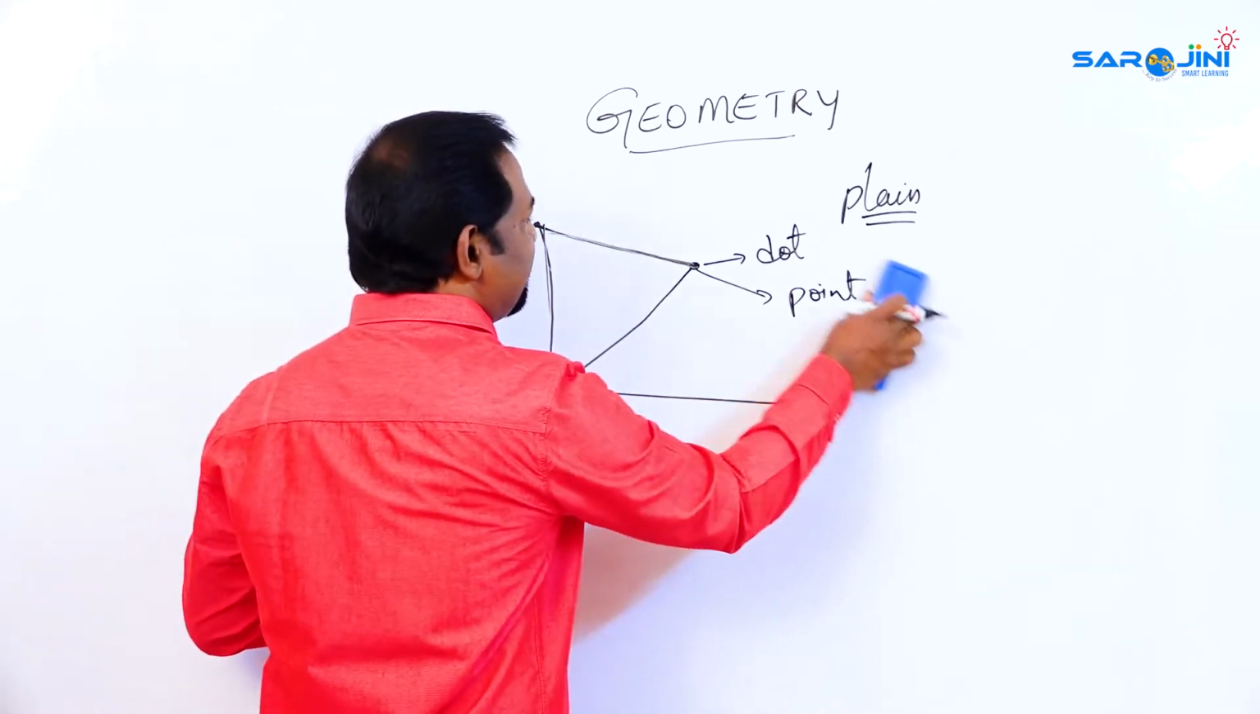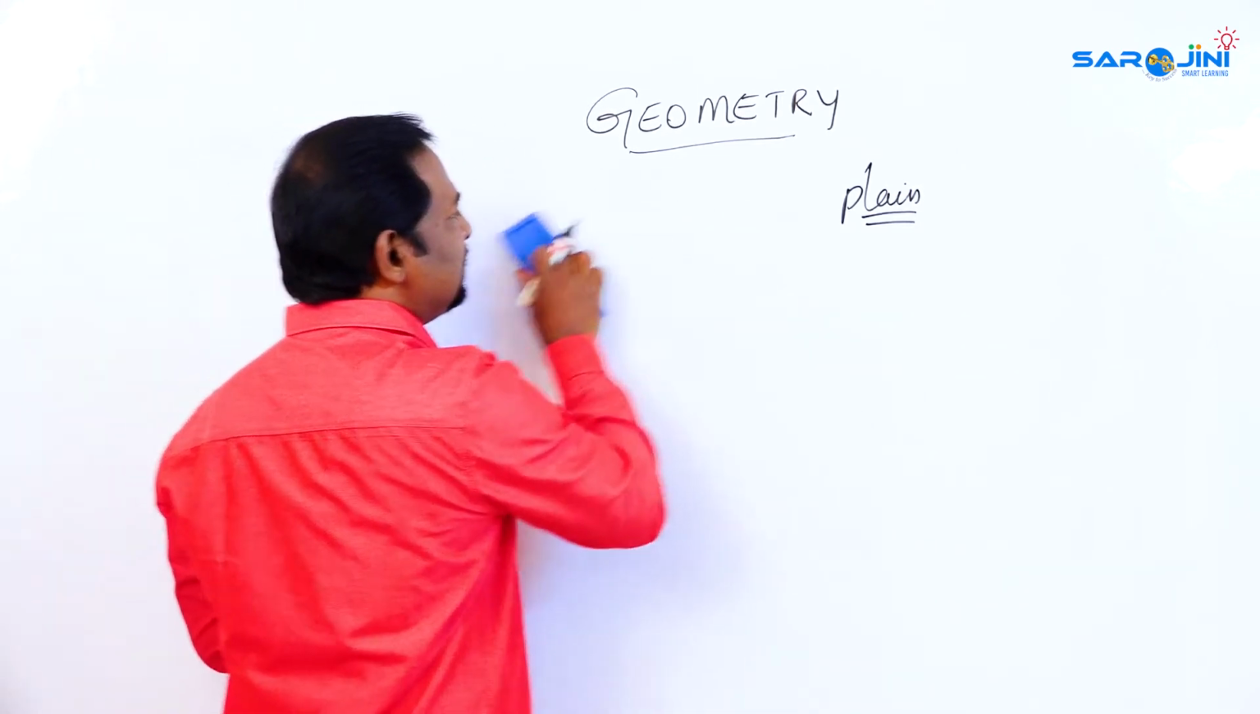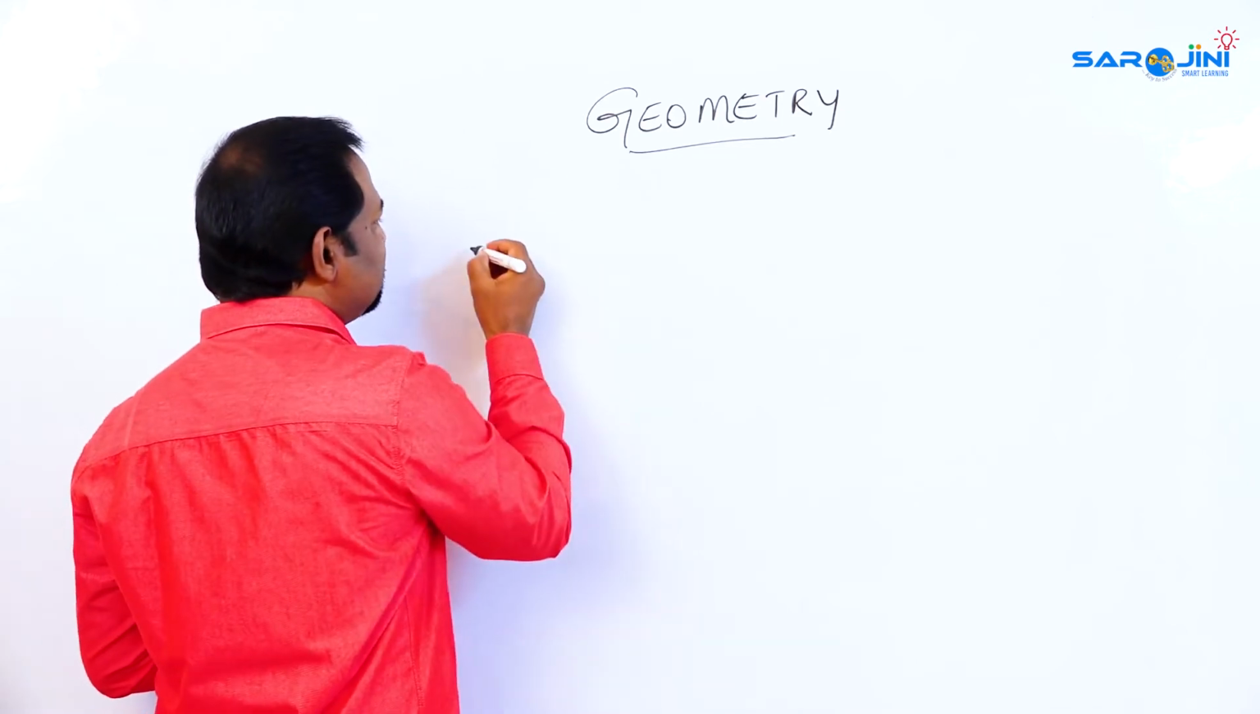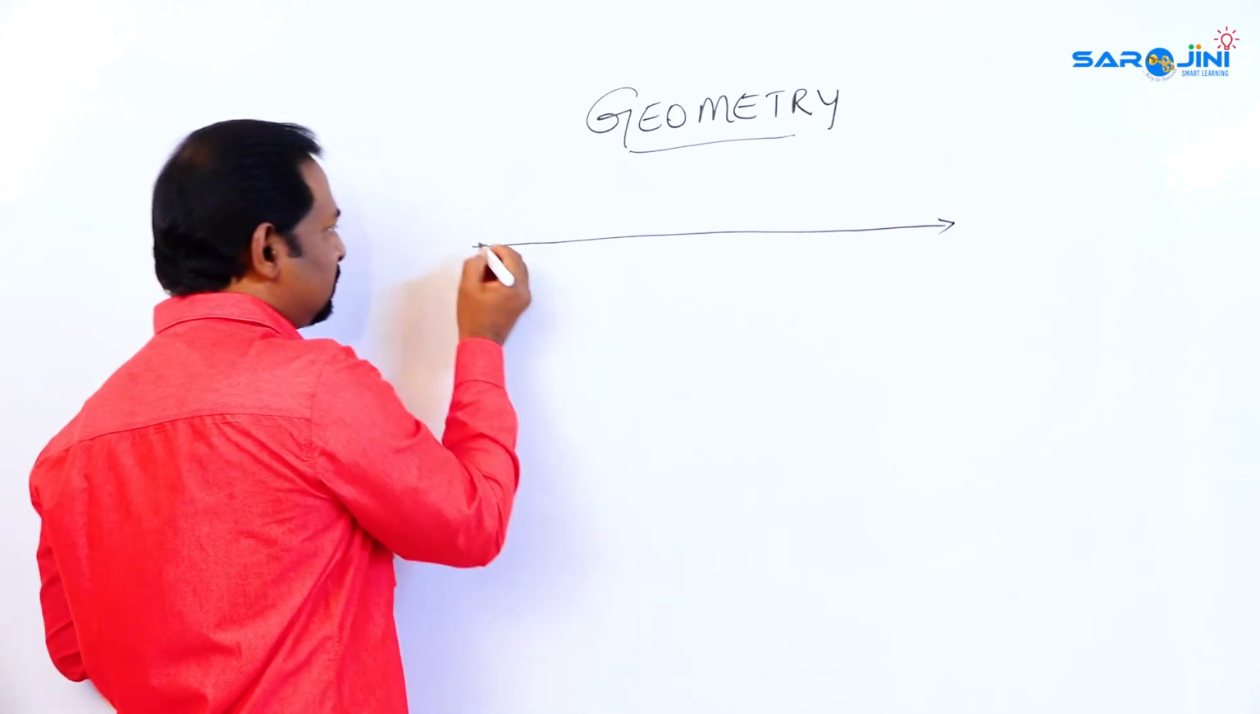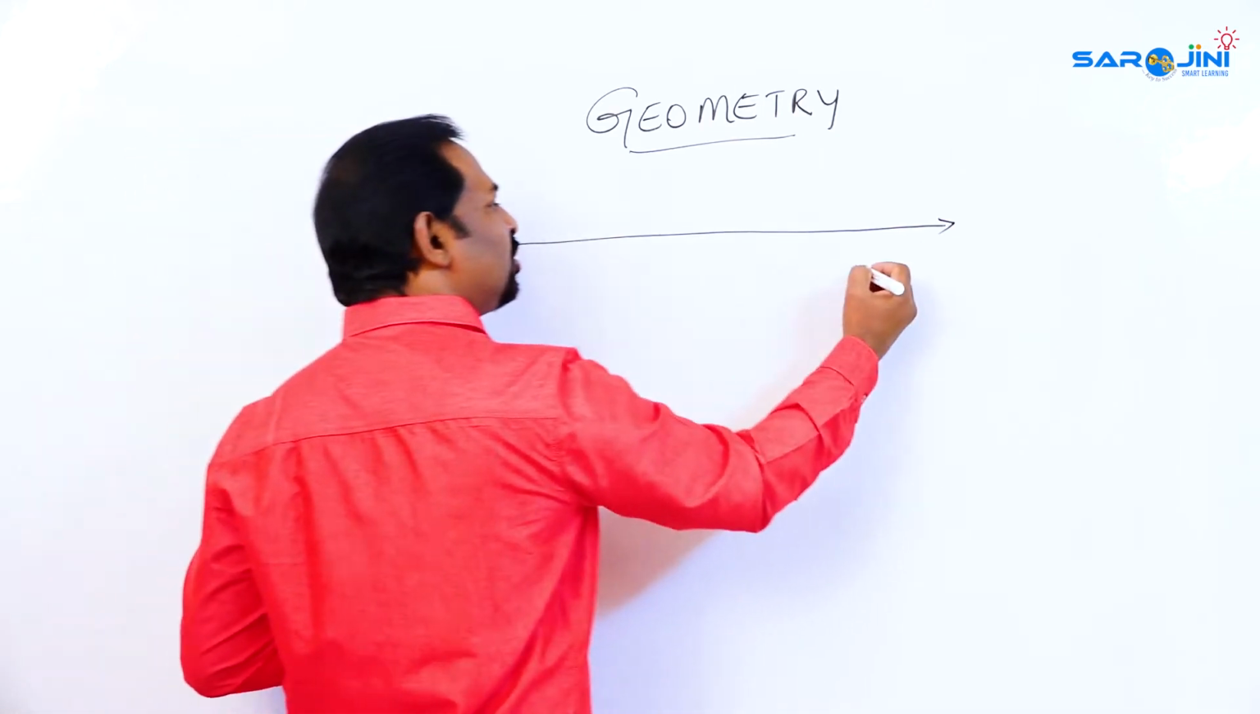And suppose in this plane, if I draw like this direction and this direction, that means it will go towards the right.